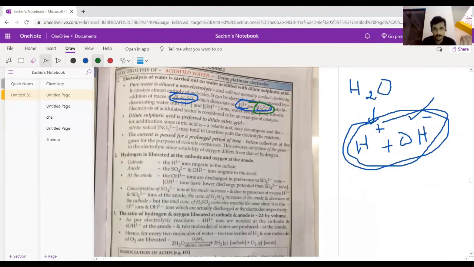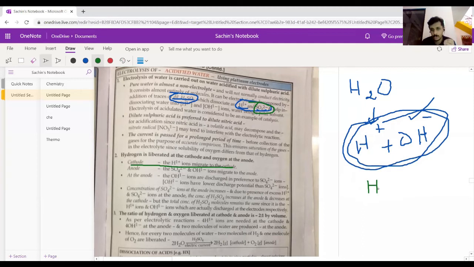Once dissociation is done, the cation moves to the cathode and the anion moves to the anode. By now, I think you'll be sure what exactly is happening. H plus is the cation, and it moves to the cathode. The H plus ion migrates to the cathode, and at the cathode, which is electron rich, the H plus ion takes the electron and becomes hydrogen.